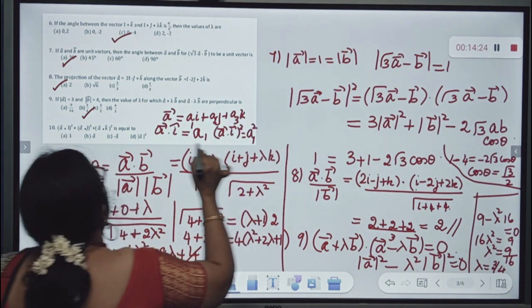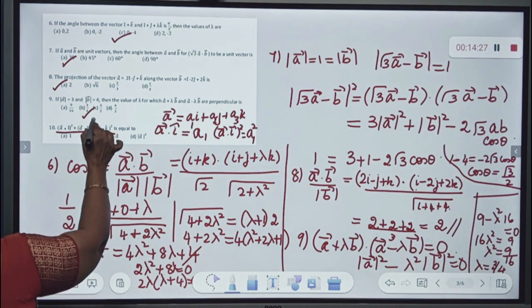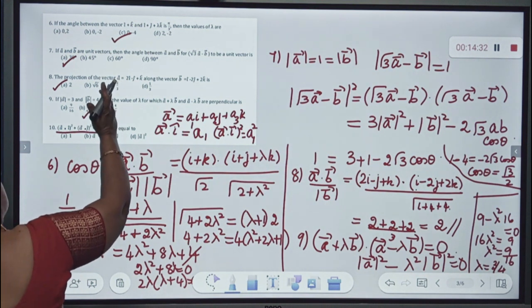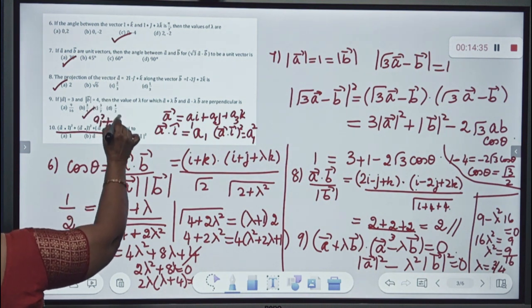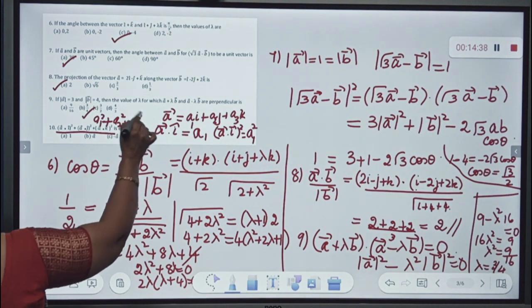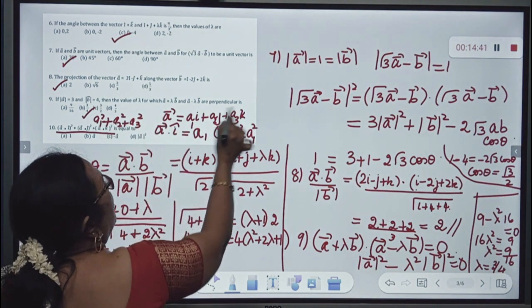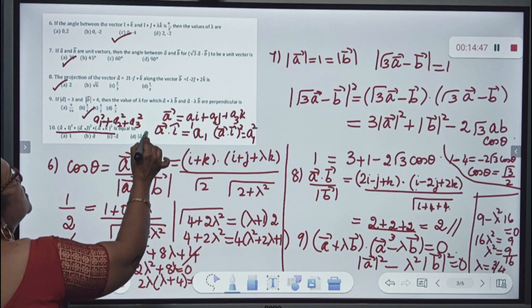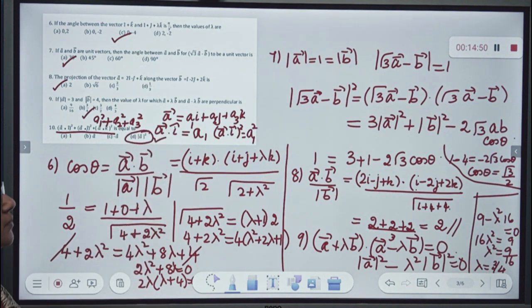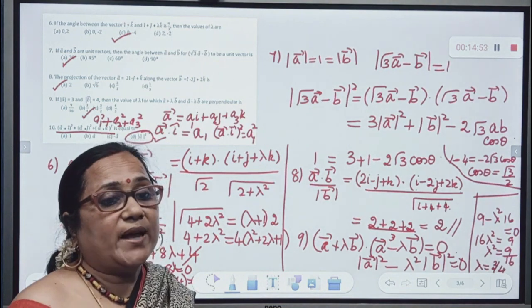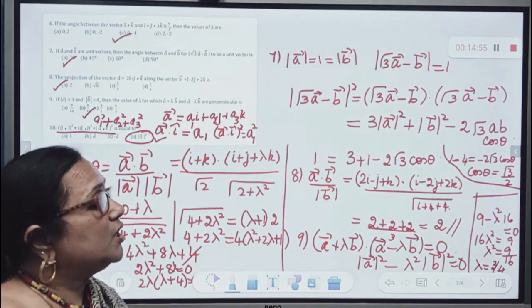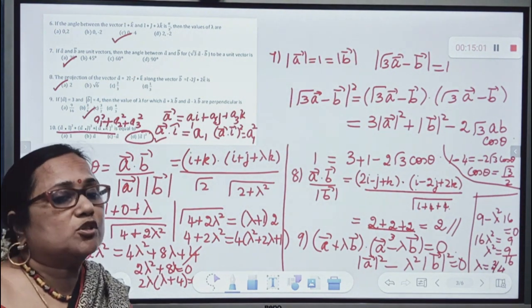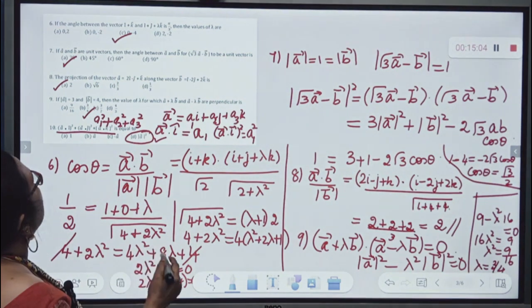So A dot I the whole square will be A1 square. So when I substitute for this, I will get A1 square plus A2 square plus A3 square. Now what is modulus of A vector? Root of A1 square plus A2 square plus A3 square. So A1 square plus A2 square plus A3 square is modulus of A vector the whole square. Is it clear? If A vector is A1I plus A2J plus A3K, modulus of A vector is root of A1 square plus A2 square plus A3 square. So A1 square plus A2 square plus A3 square is modulus of A vector the whole square.